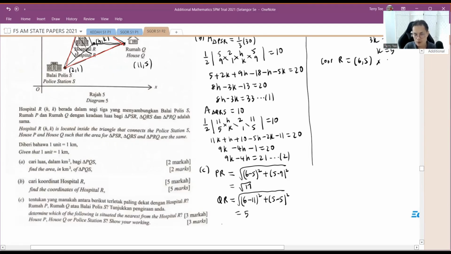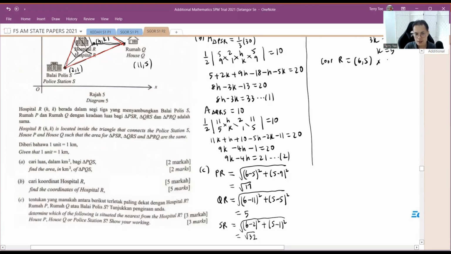Okay, how about R to S or S to R? Okay, S is (2, 1). So we're going to take the square root of (6 minus 2) square plus (6 minus 1) square. This would be 5, 5 minus 1, square, put a square root. Let's count. This would be 4 and 4. This will be 4 square, 16. 16 plus 16, square root 32.